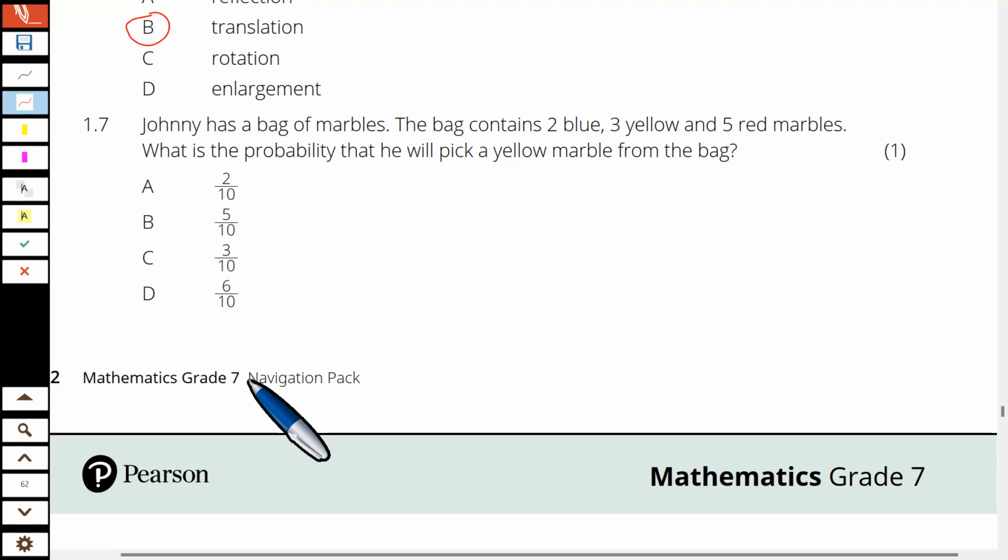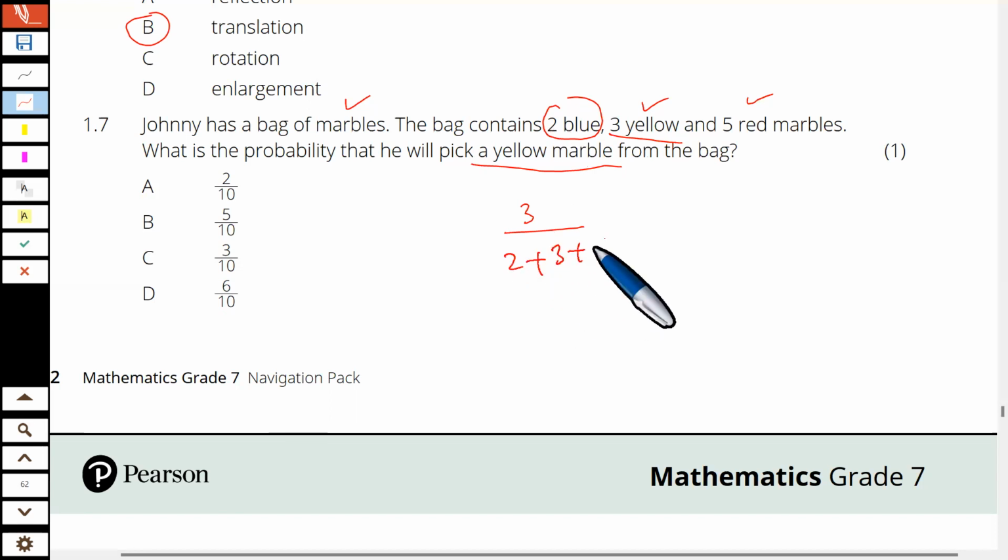1.7. So obviously Johnny has a bag of marbles. The bag contains 2 blue, 3 yellow, and 5 red. What is the probability that you will pick a yellow marble from the bag? So obviously you understand that there are 3 yellow marbles. So it's 3 out of the total number of all the marbles. In other words, it's 3 yellow out of 2 plus 3 plus 5.